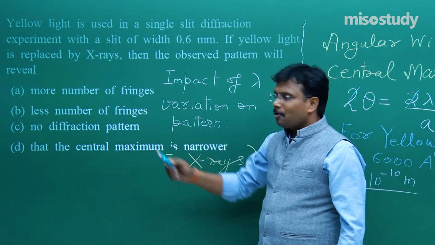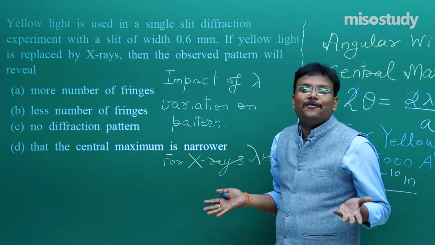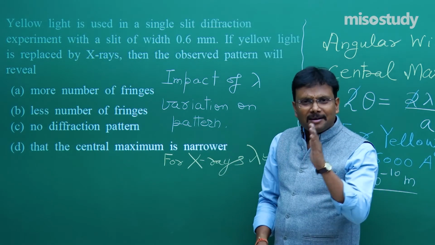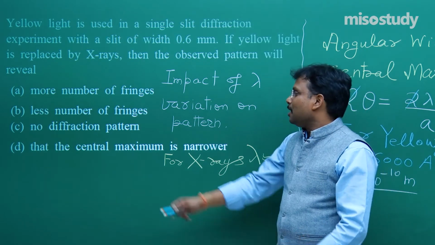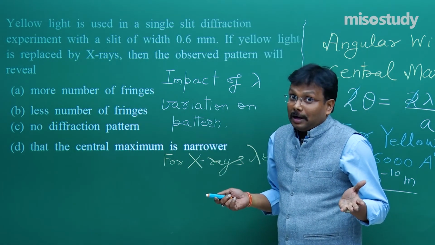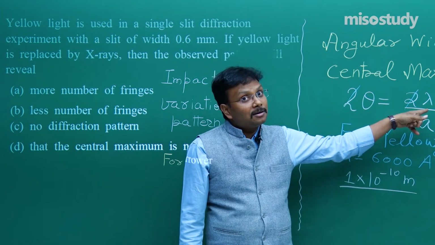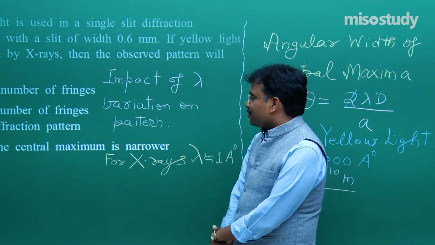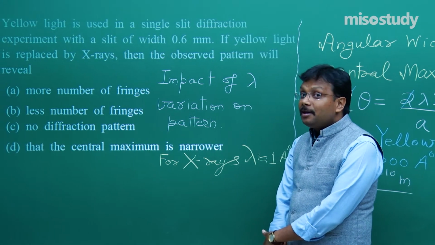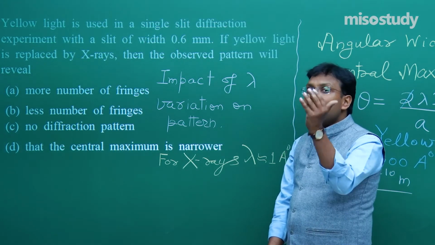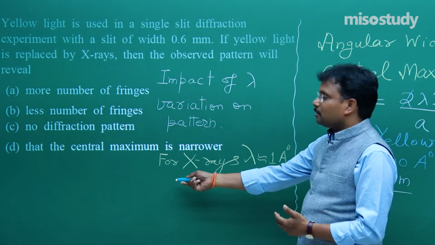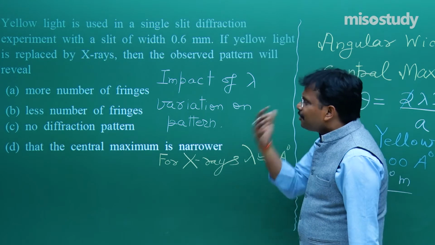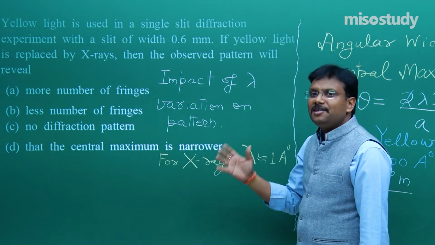Fine. So if it is also going to be narrow, then the central maxima is narrower. More number of fringes. Who is interested for fringes? In diffraction pattern, it is not like that. Less number of fringes, again something associated with interference. No diffraction pattern, no, it is not like that, because lambda is existing. So ultimately what is important? The central maximum is narrower, reason theta is directly proportional to the wavelength. Reduction in wavelength, impact of lambda variation. Fine. So this is the simple approach of solving these problems.